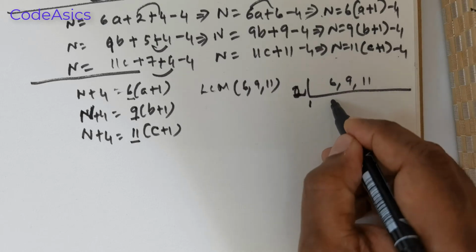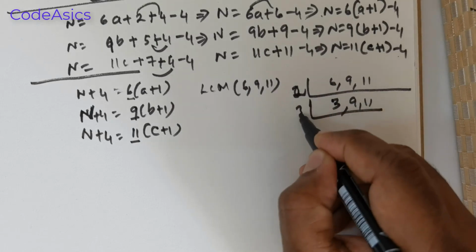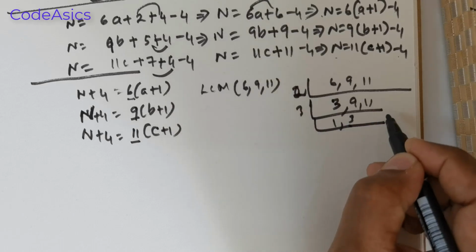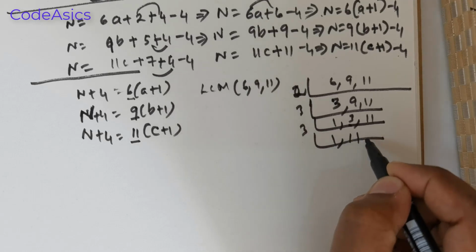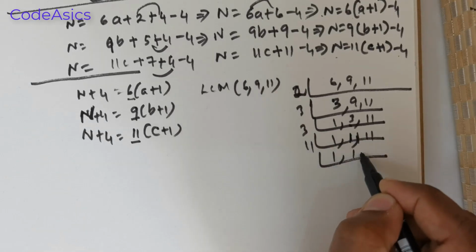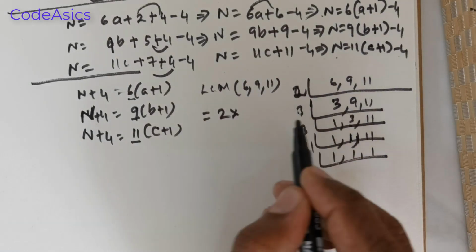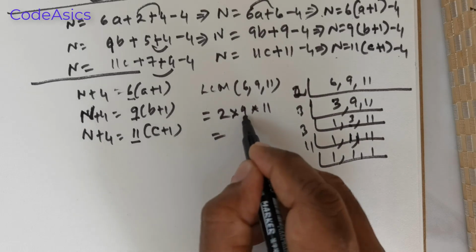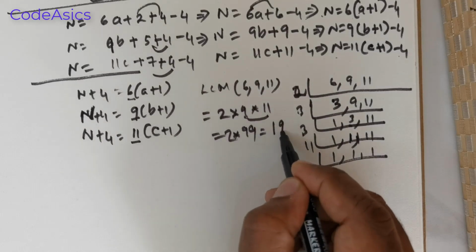So 2 divides 6 3 times, and 9 and 11. 3 divides here 1 time, 3 times, and 11, and 3 again divides 1 time, and 11. So this is going to be 11, 1, 1, 1. So the LCM is going to be 2 multiplied by 3 3s are 9 multiplied by 11. 9 times 2 is 18, 99 times 2, which is nothing but 198.